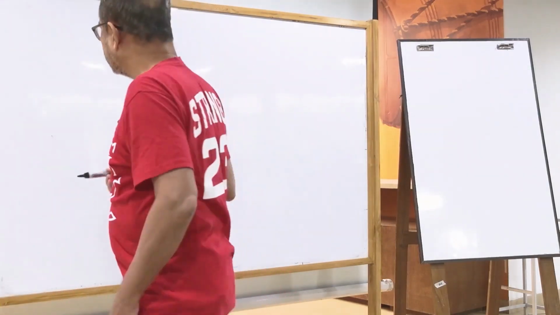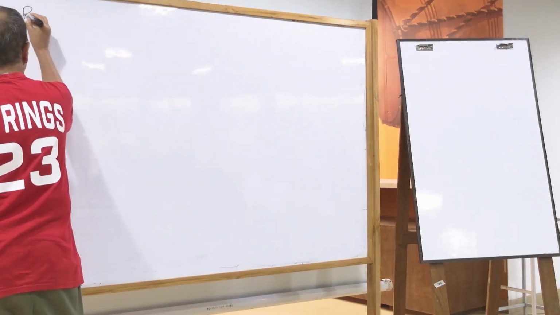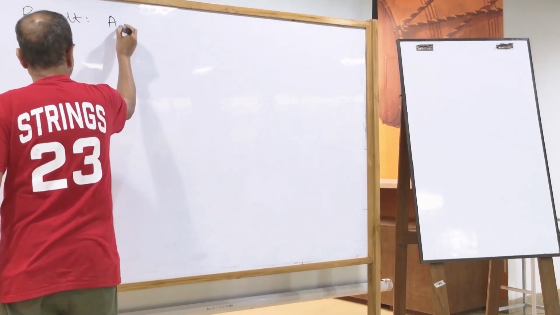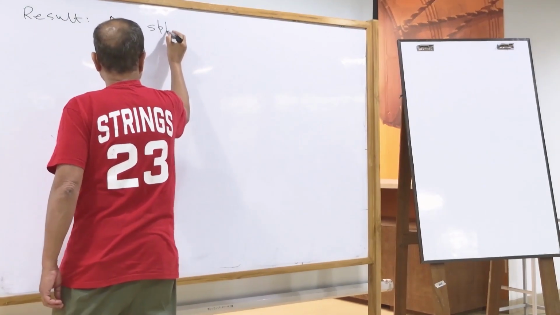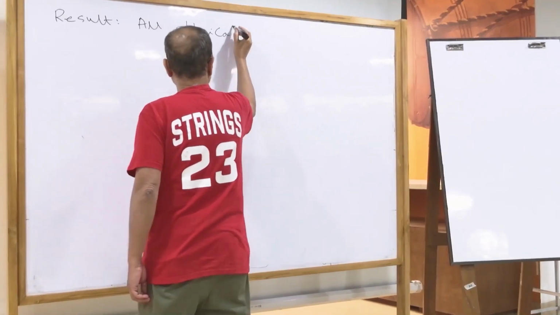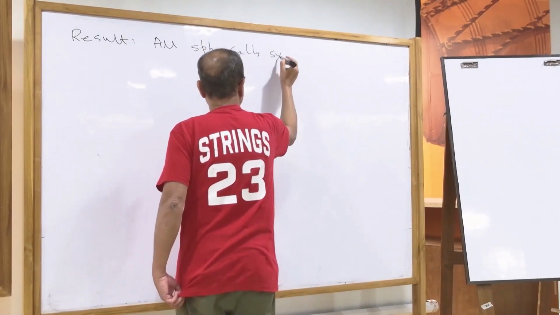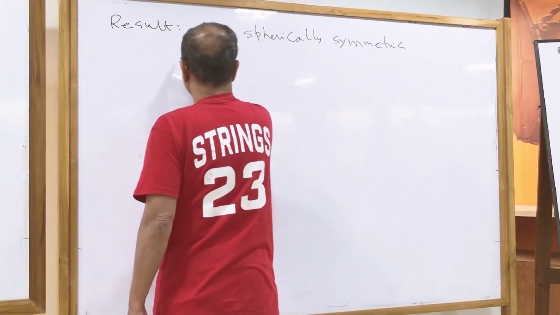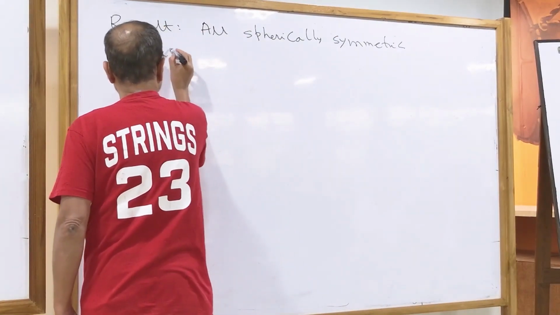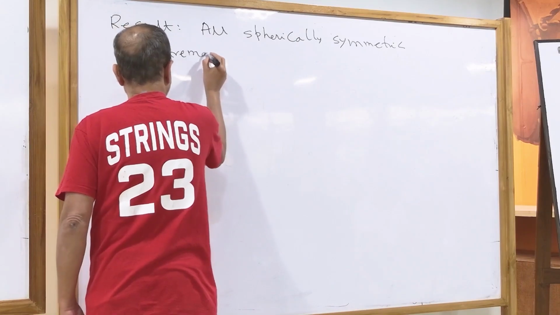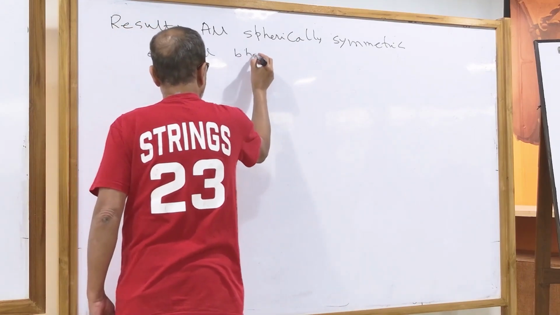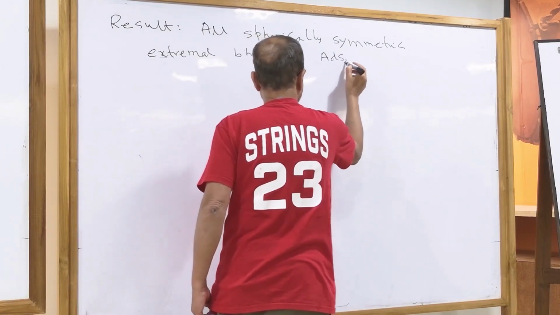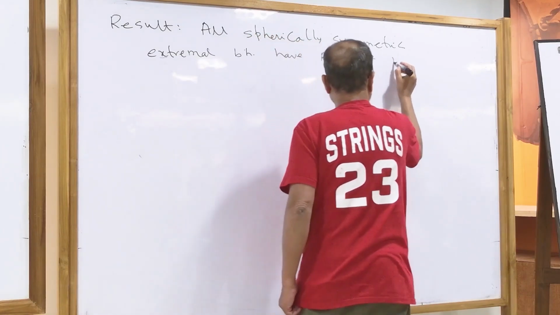Now the result is that all spherically symmetric extremal black holes have AdS2 times S2 near horizon geometry.